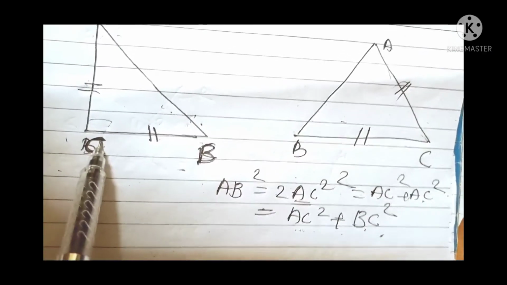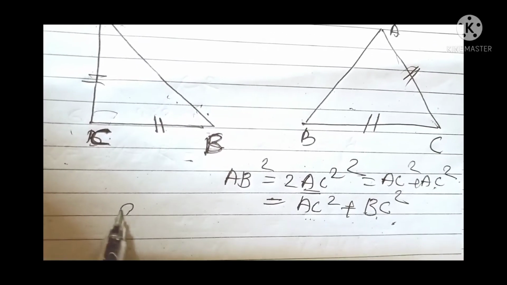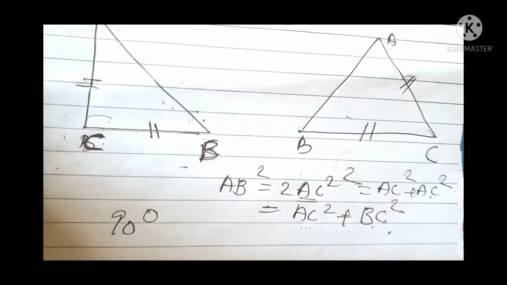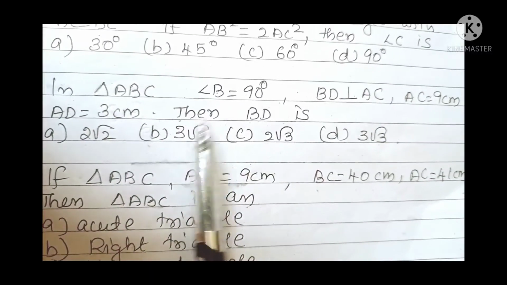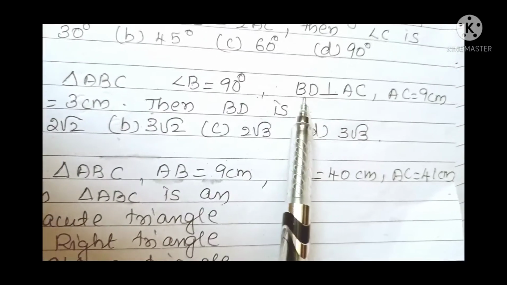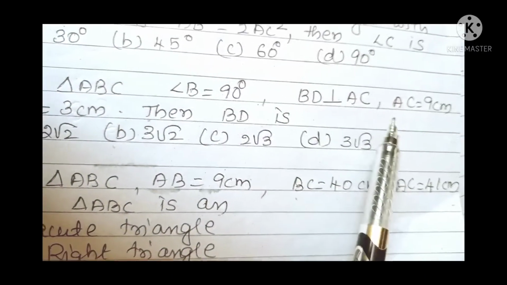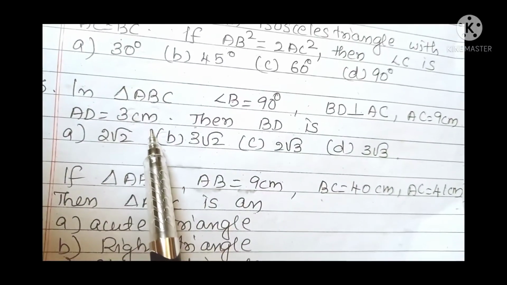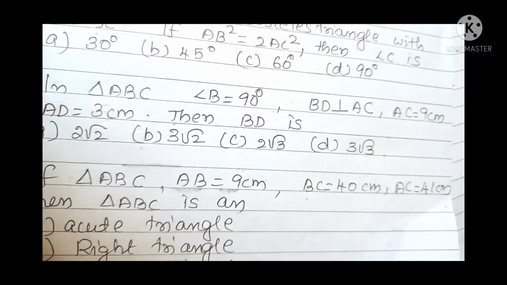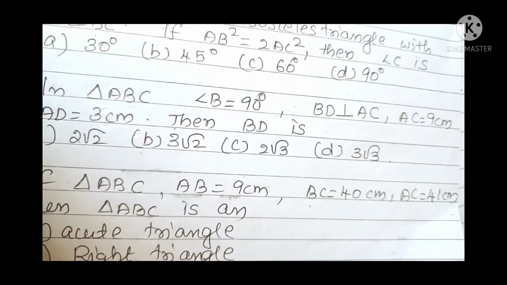So what about the angle C? Measure of angle C is 90 degree. Then fifth question. In triangle ABC, angle B is 90 degree, BD is perpendicular to AC, AC is 9 centimeter and AD is 3 centimeter, then find BD. So let us find out the answer.